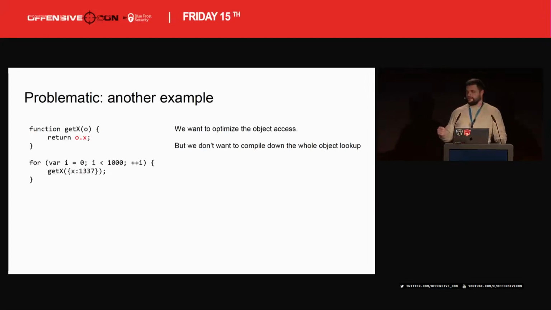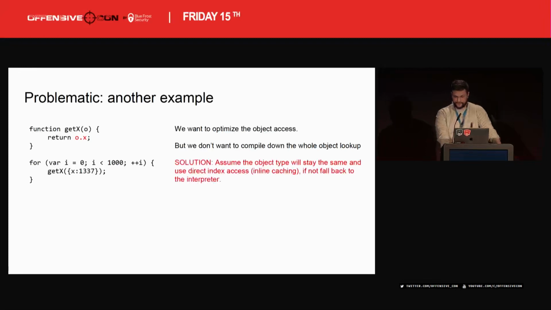And the same realization here is that we don't want to actually compile down the whole object lookup, looking through the type where that property is, because then we don't actually gain anything from the interpreter. That's what the interpreter already does. So the solution here is, once again, we'll collect profile information on the type of the object, and we will assume that it will stay like that going forward, and then we'll be able to use direct memory index, and this is what is called inline caching. And if the assumption does not hold, we'll basically fall back into the interpreter.